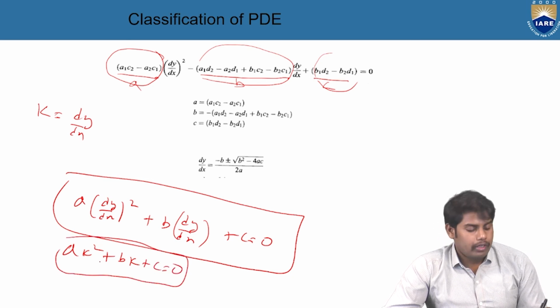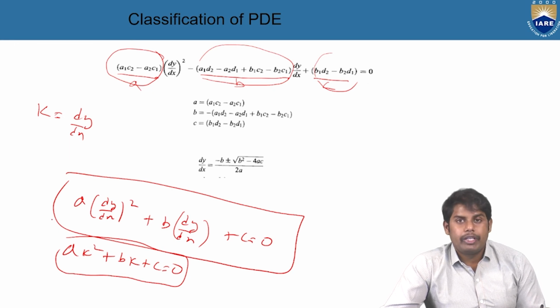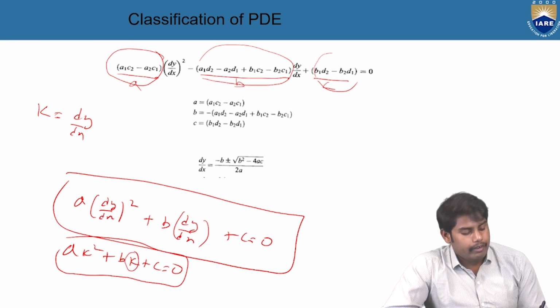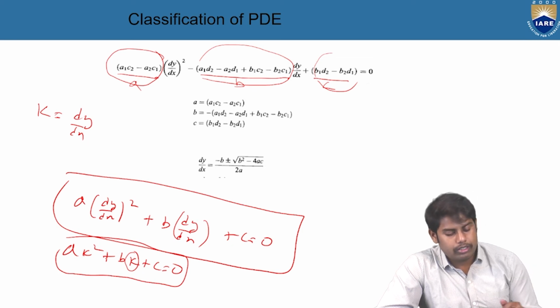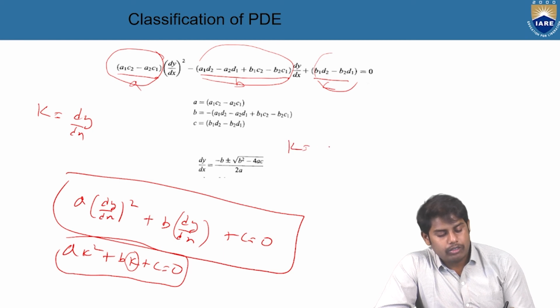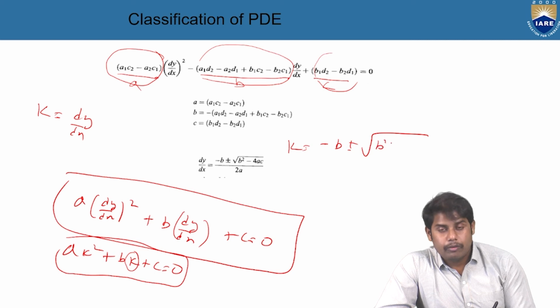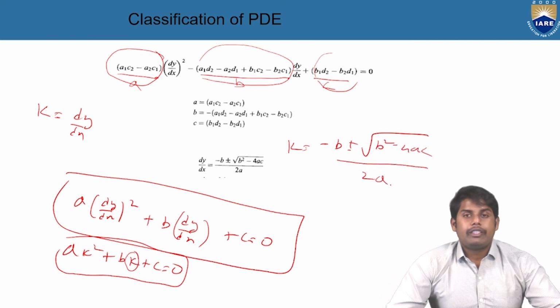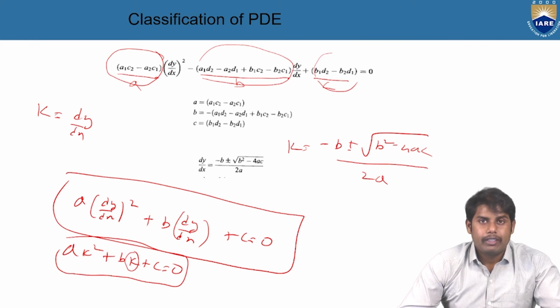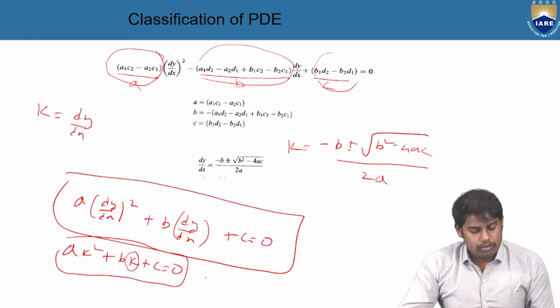So this is a quadratic equation, so we know the basic thing. If you want to get the roots of this equation, we have the basic formulation. K is equal to minus b plus or minus under root of b square minus 4ac, divided by 2a. This is the basic quadratic equation which we have.